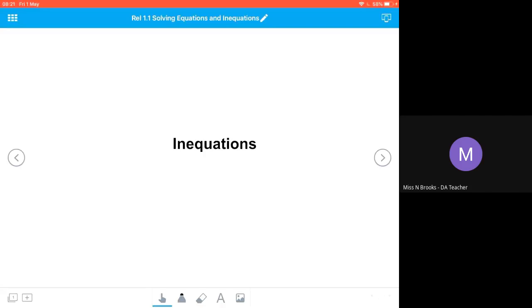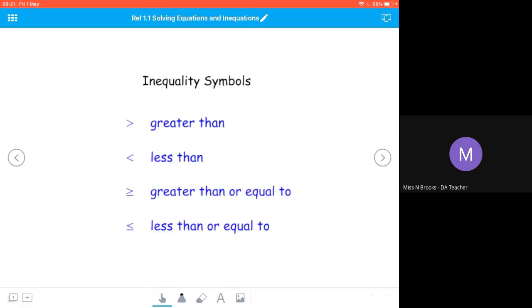So in this video, we're going to look at solving inequations. Now, the big difference between equations and inequations is the fact that equations have an equal sign in the middle and inequations have an inequality symbol. And these inequality symbols are your greater than, your less than, your greater than or equal to, and your less than or equal to symbols.